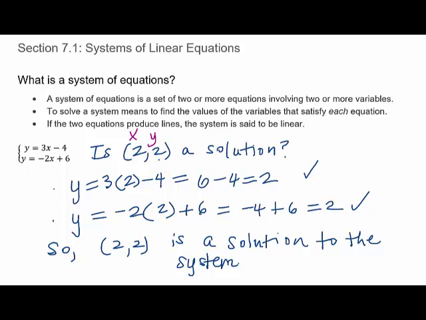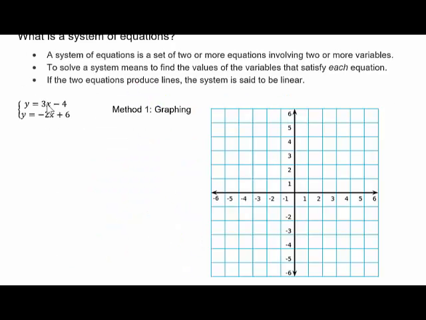So what if I did not know the solution to begin with? How could I find the solution? Okay, so one option is to graph both lines in the coordinate plane and to find their intersection if possible. So the first thing that we'll do is to recognize that these two lines are in slope-intercept form, and the slope of the first line is 3, and the y-intercept is negative 4.